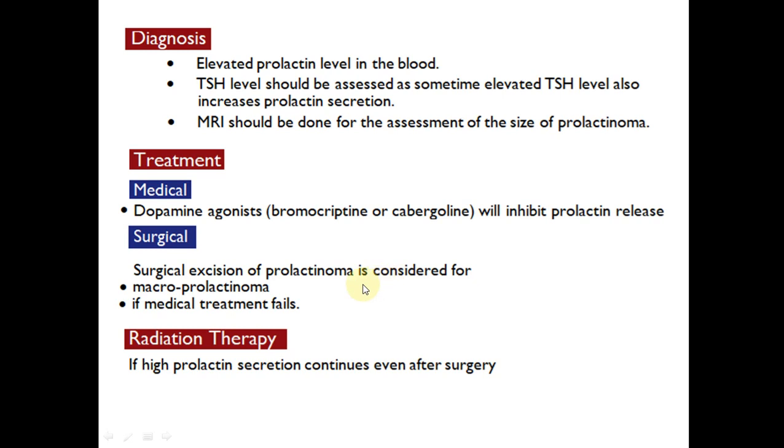And this will be particularly considered when the prolactinoma has a large size, or if the medical treatment with dopamine agonists fails. But sometimes, even after surgical removal of a prolactinoma, the prolactin secretion remains high. And in this situation, we will consider radiation therapy.